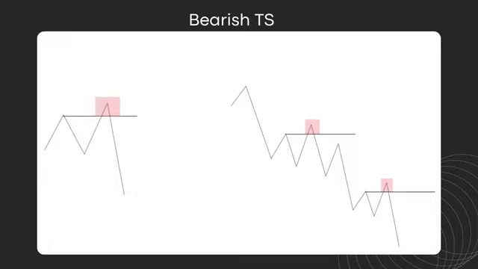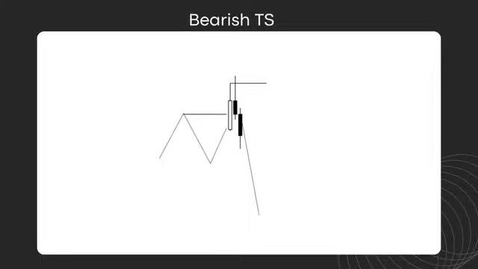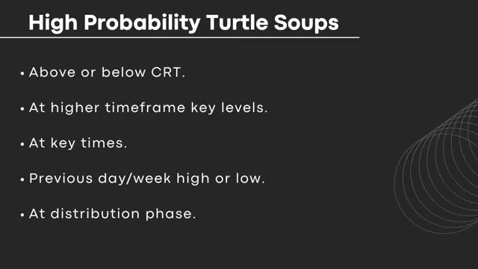Again, the same framework, but in the opposite direction, right? And right here, bearish turtle soup combined with bearish CRT. As simple as that. Now the last part of this chapter is finding high probability turtle soup, right? This is the most important part of this chapter because we'll discuss how to execute and find the highest probability turtle soup, and we're going to do that by combining it with the other concepts that we've discussed so far.